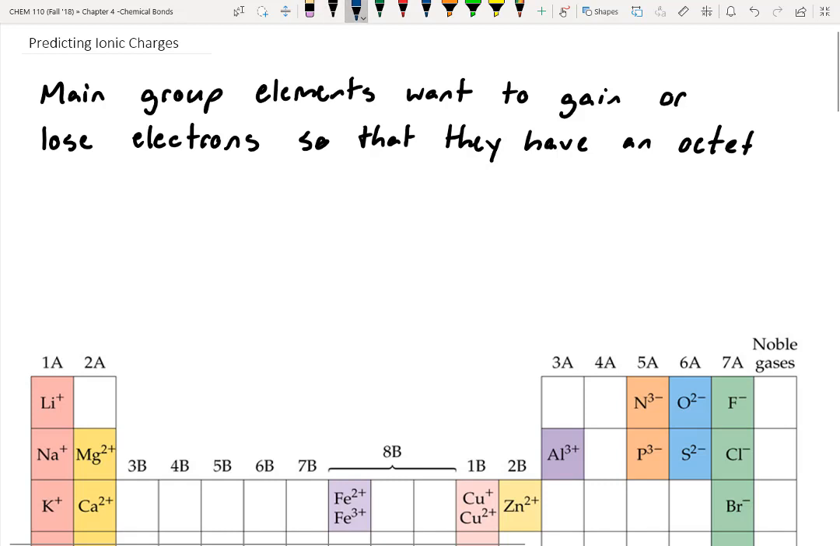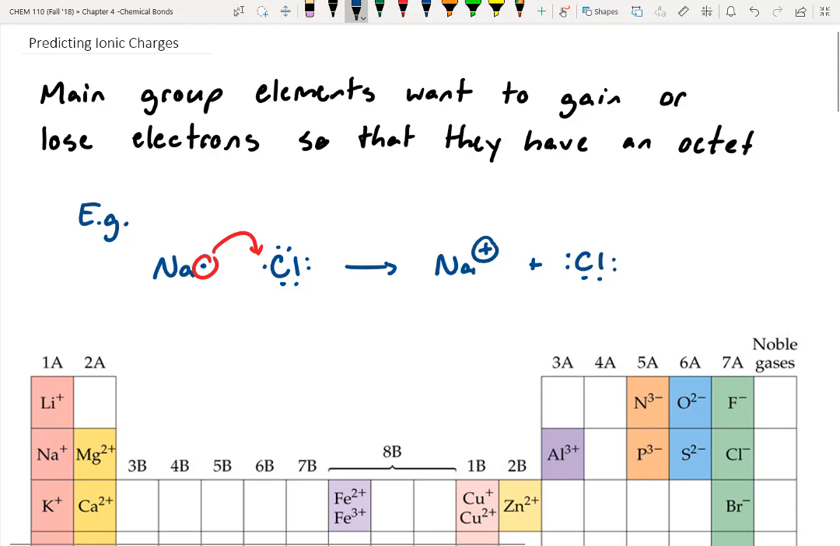All right, and we'll take an example. Go back to sodium and chlorine. We said yesterday that sodium has a valence of 1, chlorine has a valence of 7. However, what you can do is say, all right, the sodium is going to toss its electron over to chlorine. That means that the sodium is +1 because it lost its electron. And then chlorine, because it gained an electron, is going to be -1. But the important thing to remember is during this process, both now have an octet.